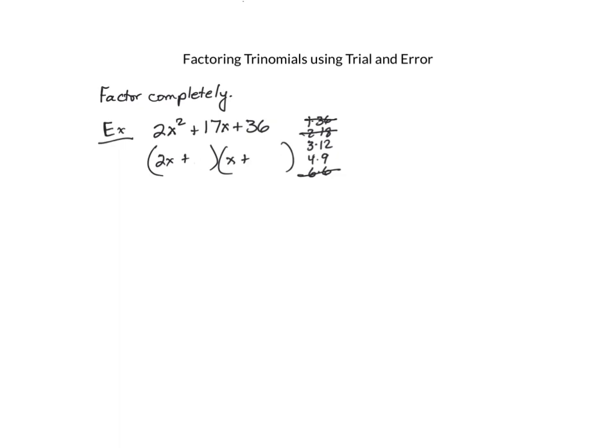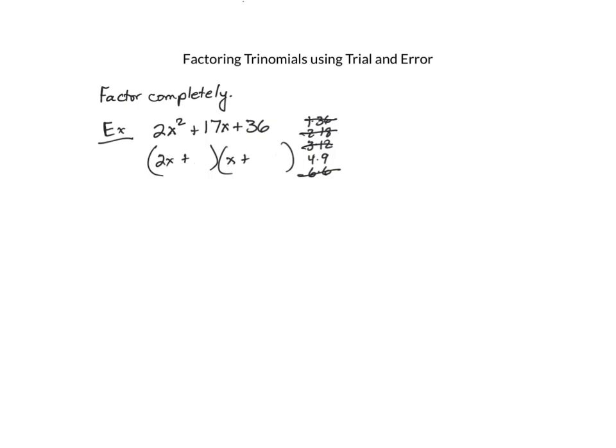to 3 and 12. Again, the 3 would need to go in the first binomial and the 12 in the second if it's going to work. Notice we'd get a 24x and a 3x. That doesn't add up to 17x. And that brings me to the last possibility, which is 4 and 9.